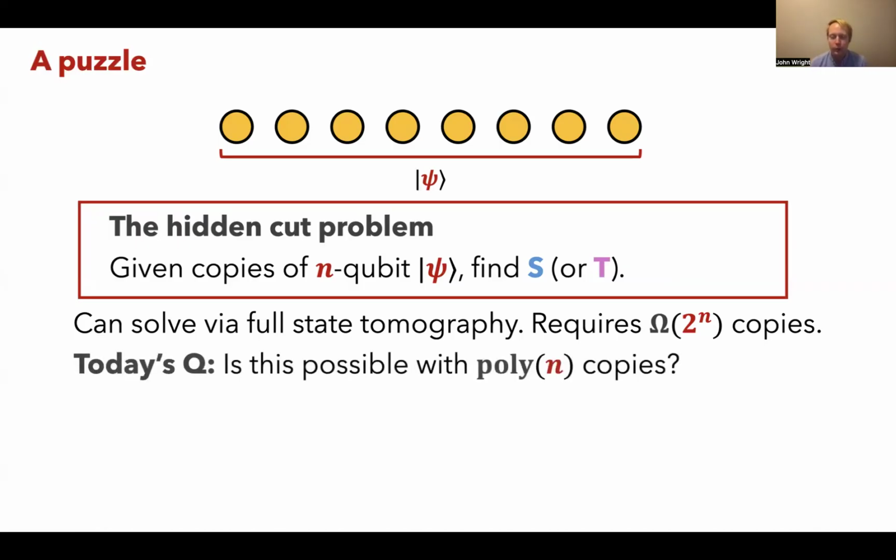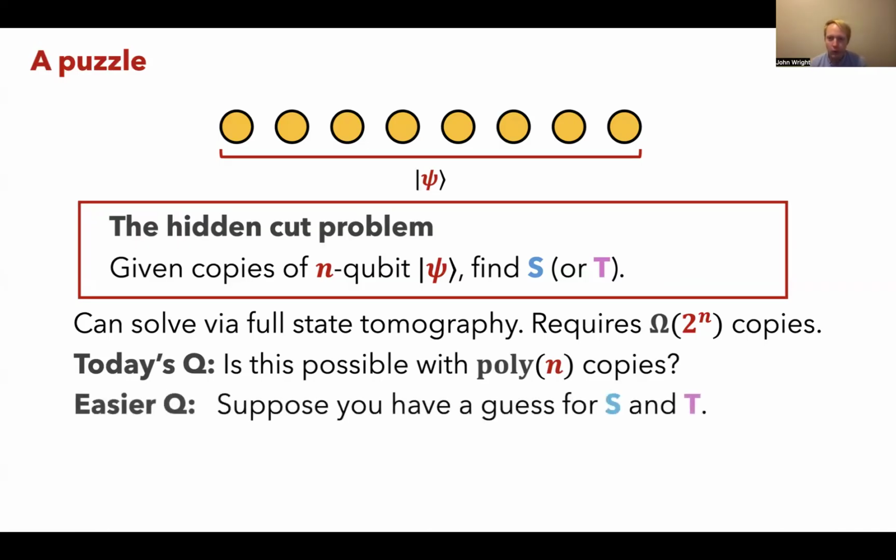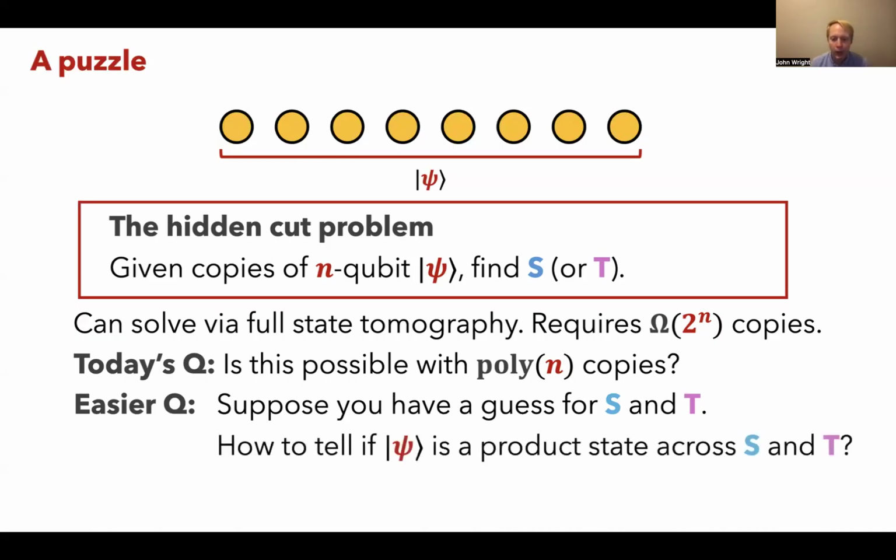And the question that I'll be looking at in this talk is: is it possible to do this efficiently with poly(n) copies? Before I answer that question, I'm going to begin by answering an easier question, which is: suppose I had a guess for what S and T were. How do I actually tell if psi is a product state across S and T? This is a simpler problem known as product testing. So let me define this problem formally and then show you the well-known algorithm that solves this.